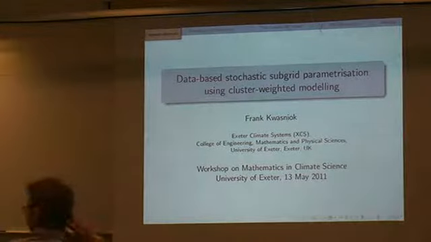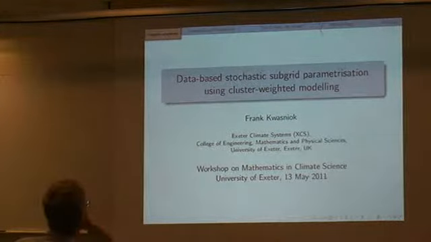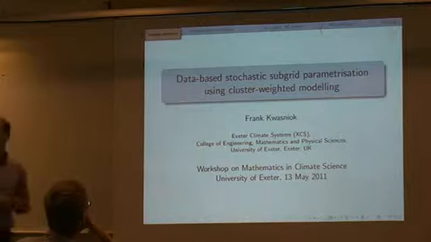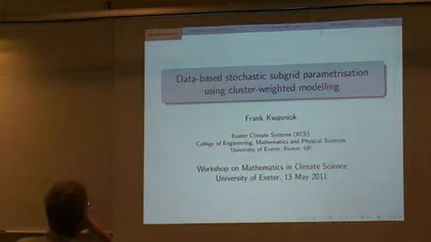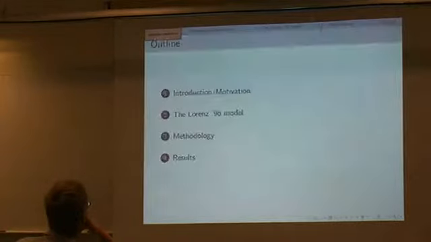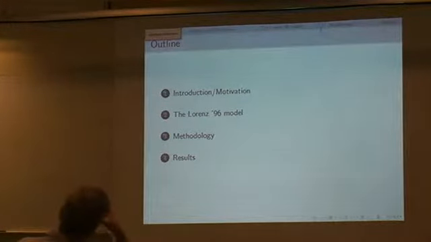So my talk today is on stochastic subgrid optimization. The outline of my talk is as follows. I will start with a short introduction and motivation for the topic: what is the work about? Then I will introduce a model system, a toy model I'm using to explore the methodology. It's the Lorenz 96 model. It might be well known, so I will just briefly introduce it.